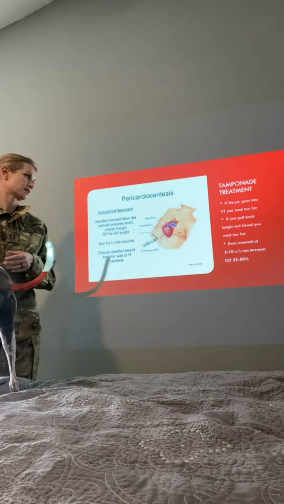So you can also tell if you're in the right spot when you're doing this pericardiocentesis. If the patient goes into VTAC, if you're actually tickling that ventricle with the tip of the needle, you went in too far. When you are pulling back, you'll get back red blood, but it's deoxygenated because it hasn't had a chance to go back through that pulmonary vascular bed, so it tends to be darker than what you would pull out of the ventricle. But if you're pulling back bright red blood, chances are you went too far. And again, even removal of 5 to 10 cc's can increase cardiac output by 25 to 50%. So this is definitely a life-saving treatment.